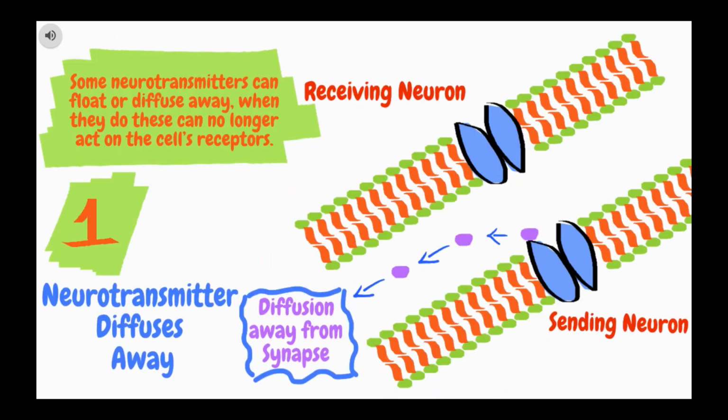The first mechanism we'll be talking about is diffusion. Some neurotransmitters can float or diffuse away. When the neurotransmitter diffuses away, it can no longer act on a cell receptor.